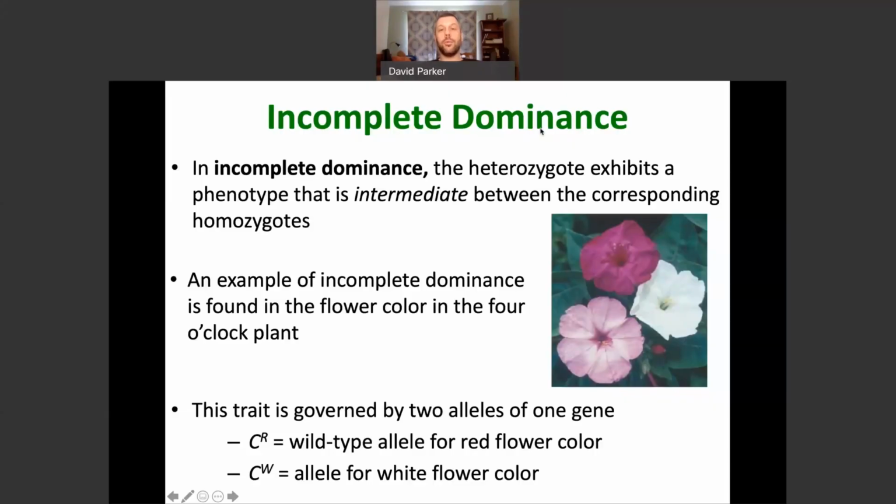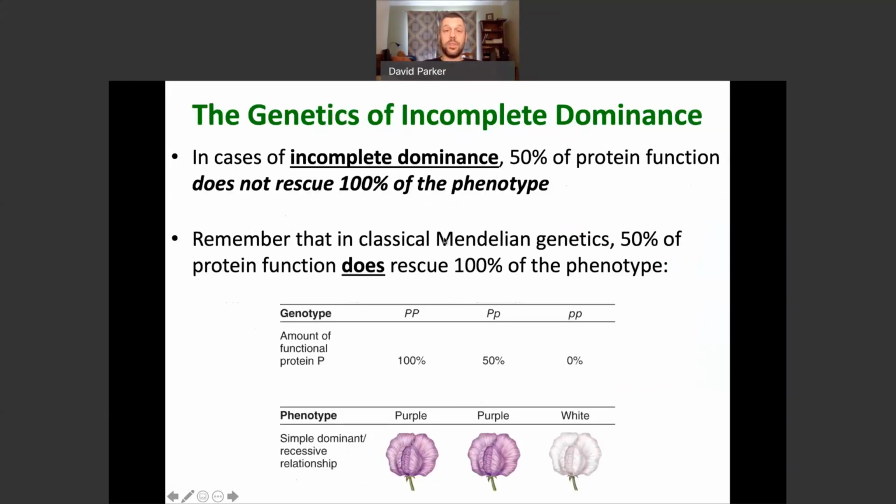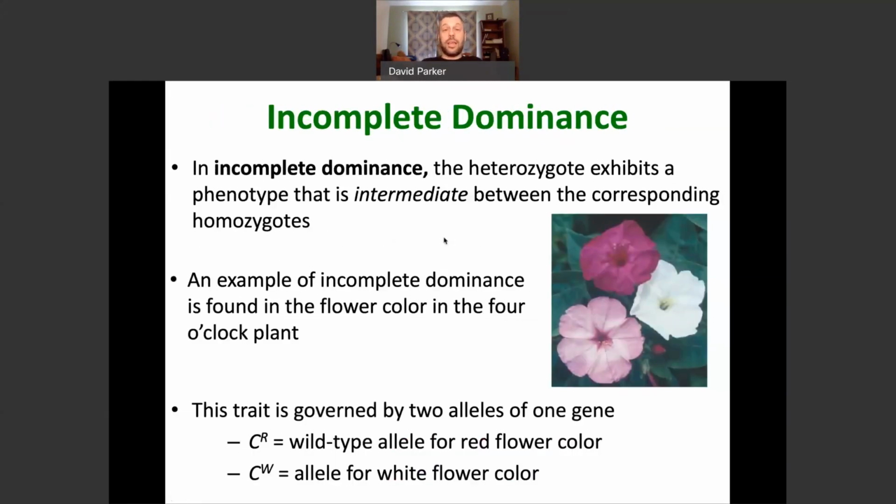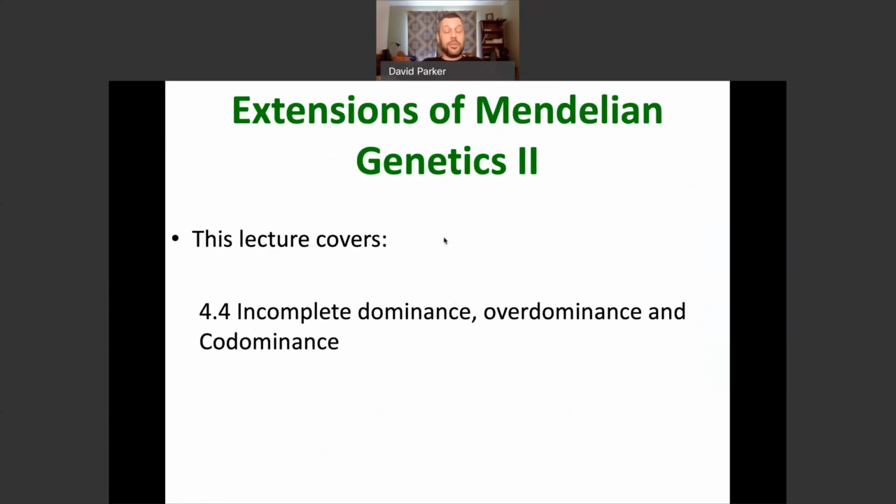Okay, so welcome to the second mini lecture in this series of extensions of Mendelian genetics. Let's start from the first slideshow. This lecture covers the 4.4 section in your text. Basically, it's looking at other different versions of inheritance that you can see when you're looking at a single gene.